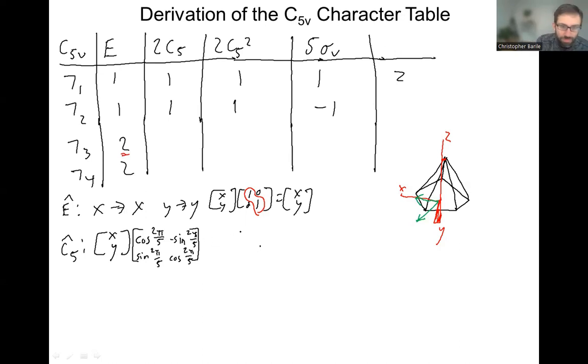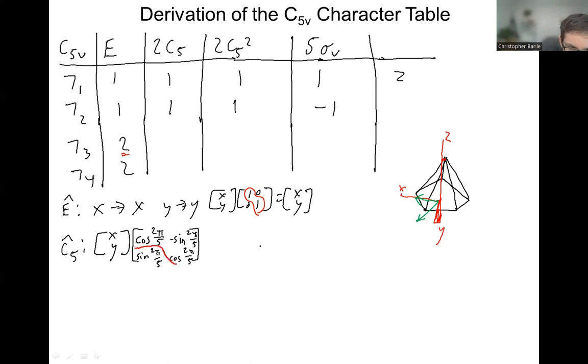And so you could do the matrix multiplication here, and I'm not going to write it out to show what it transforms to, but I'll say it in words because that's faster than writing out all this trigonometry. Basically, what this is saying is that x is going to transform into cosine 2 pi over 5 times x minus sine 2 pi over 5 times y, and y is going to transform into sine 2 pi over 5 times x plus cosine 2 pi over 5 times y. Anyway, get the idea.